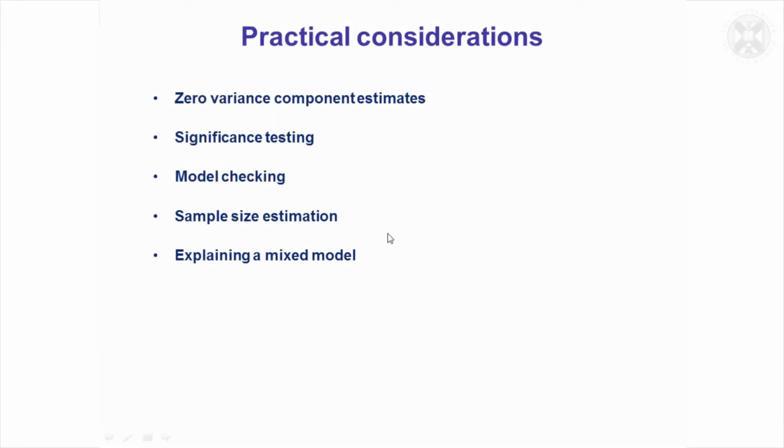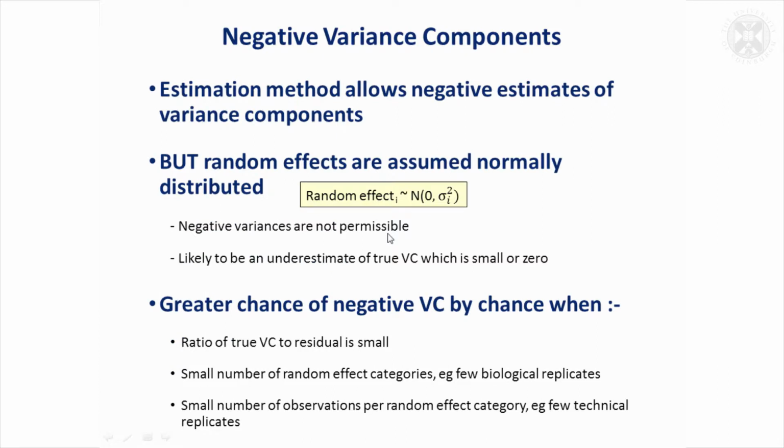Just a few practical considerations that you'll maybe come up with when you start using these sorts of models. The variance components, as I said, they're only going to be positive if there's more variation than expected by chance due to a random effect. So if you fitted animals from different farms and you fitted farms, you'd only get a positive variance component for farms if there was more variation than you would expect by chance. Sometimes that gives rise to negative variance components.